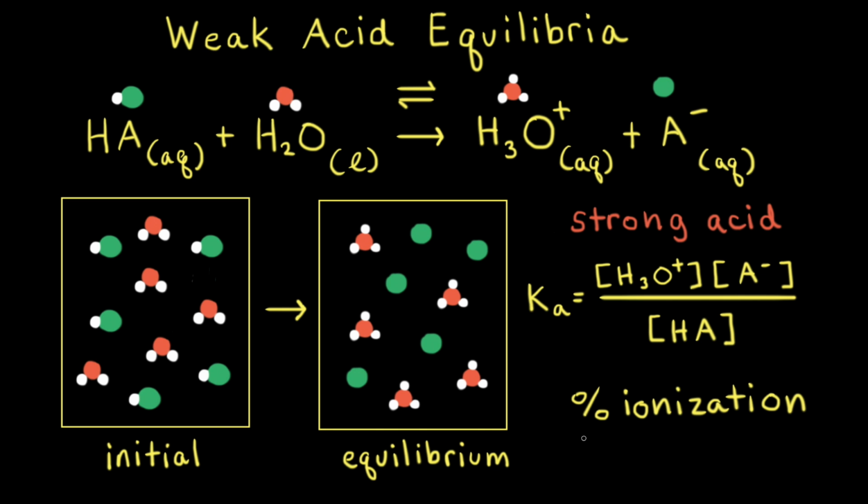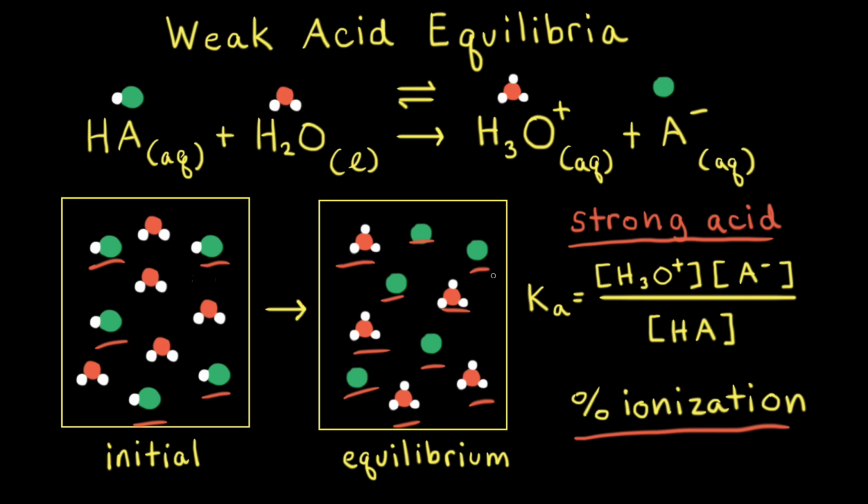Finally, let's talk about the idea of percent ionization. And to help us think about percent ionization, let's go back to our example with a strong acid. We started off with 5 HA particles, and all 5 of those HA particles ionized to produce 5 hydronium ions in solution and 5 A- anions in solution. Therefore, 100% of our acid ionized. So we can write 100% ionization for this hypothetical strong acid HA.